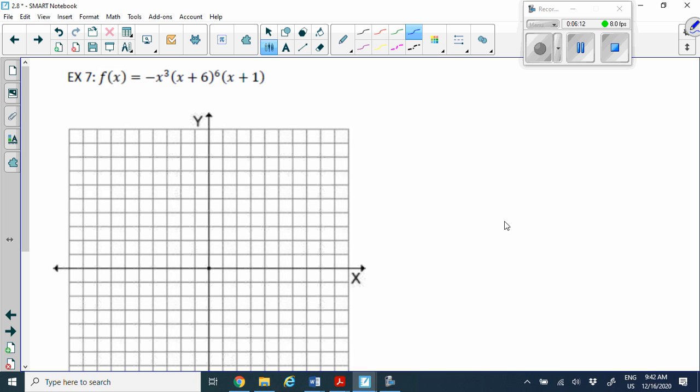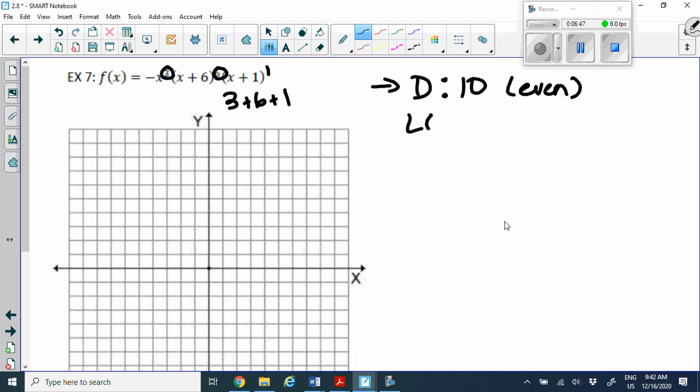Okay, now here we have -x³ times (x + 6)⁶ times (x + 1). So we're going to do the same thing. We need to figure out our degree and our leading coefficient. Remember, for degree, we're going to count the exponents. Notice here we have 3, 6, and then on this x + 1, that's going to be a 1. So we do 3 plus 6 plus 1. So that's 10. Our degree is 10, meaning it's even.